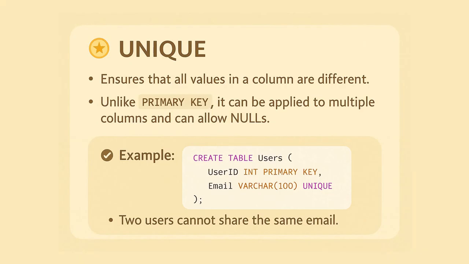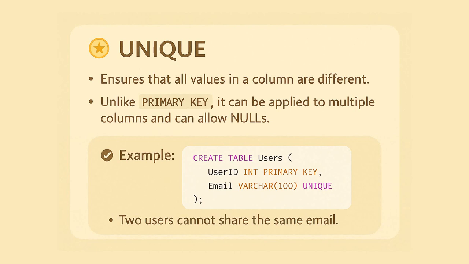Then we have the unique constraint, which ensures that all values in a column are different. For example, name of courses in the faculty. We should not have the same name of two modules or two courses in the same faculty. In two different systems or in two different faculties, it's possible, but in the same faculty, we should not have the same name of module, for example. It's not like the primary key.